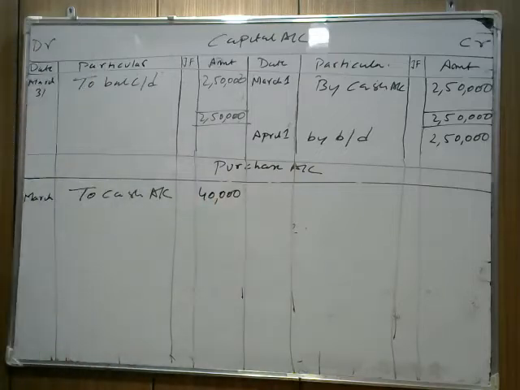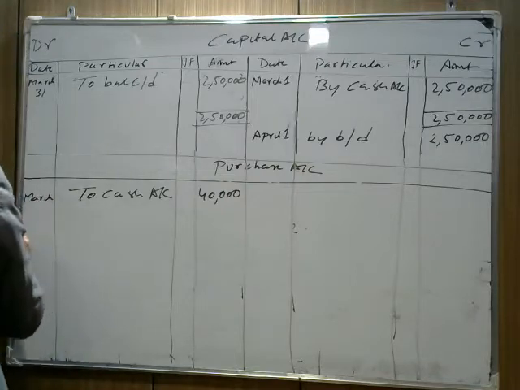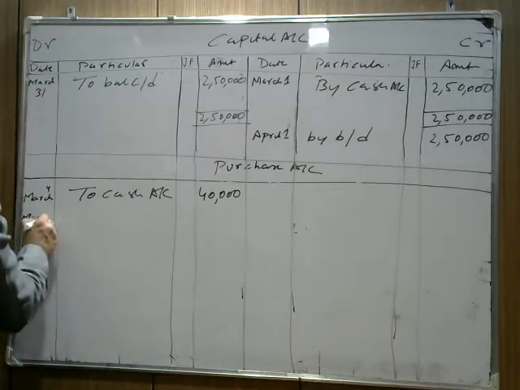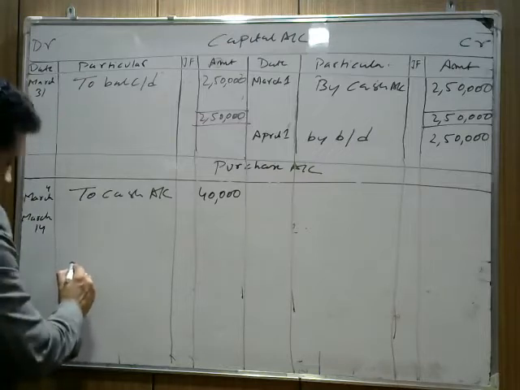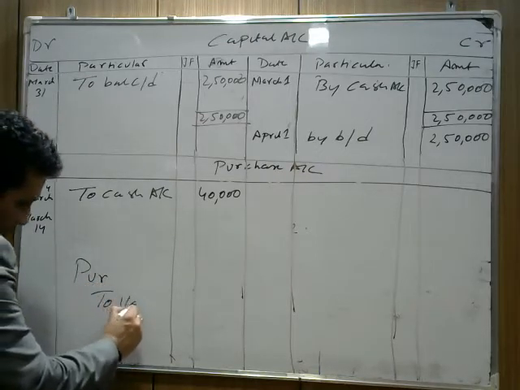Because you purchase goods worth rupees 40,000. And next, you purchase goods on credit from Varun. Its entry is purchase account debit to Varun. The first is on March 4th, the next is on March 14. You purchase goods from Varun. The entry will be purchase account debit to Varun account. Now it's clear to all of you.